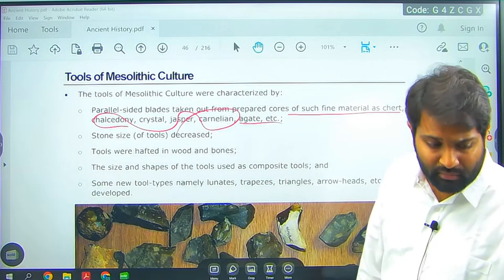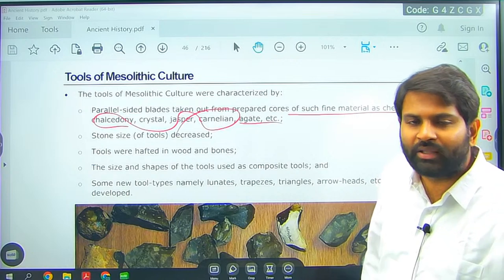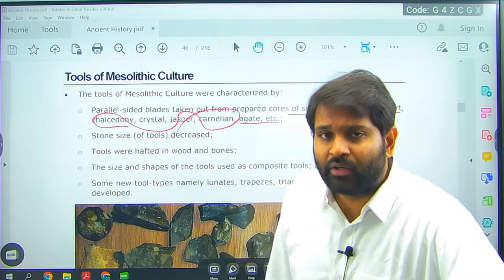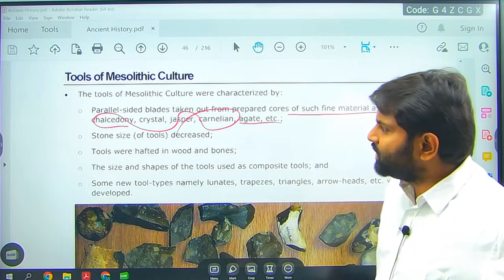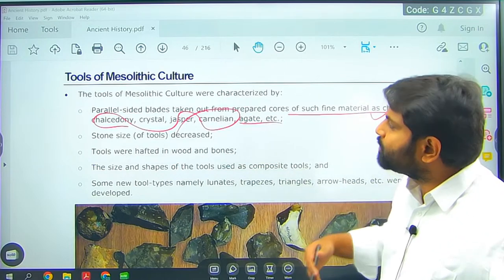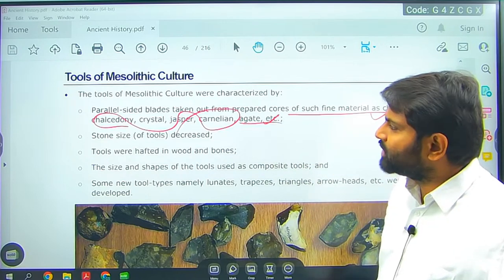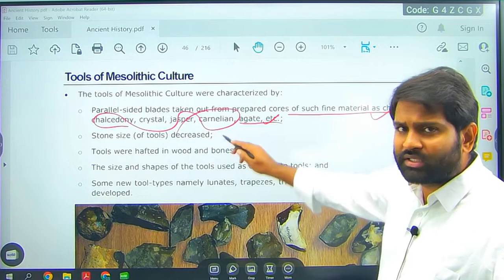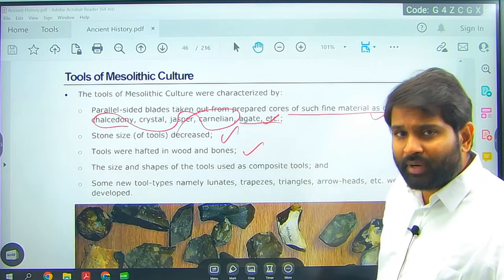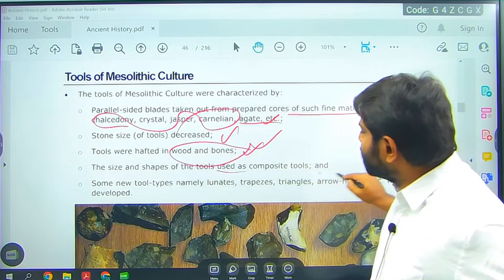If you remember the previous ones, quartz, quartzite, chert are the basic materials which were used in Paleolithic Age. But when you come to Mesolithic Age, chert is continued, chalcedony, crystal, jasper, carnelian and agate are also there. So these are the different materials which are used in making these particular tools. The size of the tool is decreased. Tools were hafted in wood and bones. Composite tools started in Middle Paleolithic Age only, but it evolved more in this particular time.